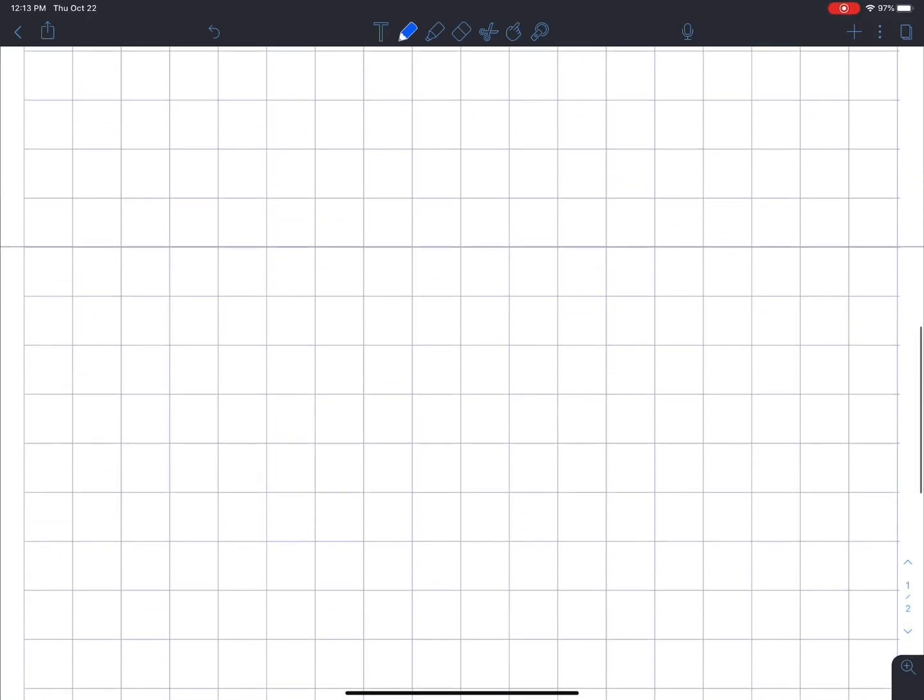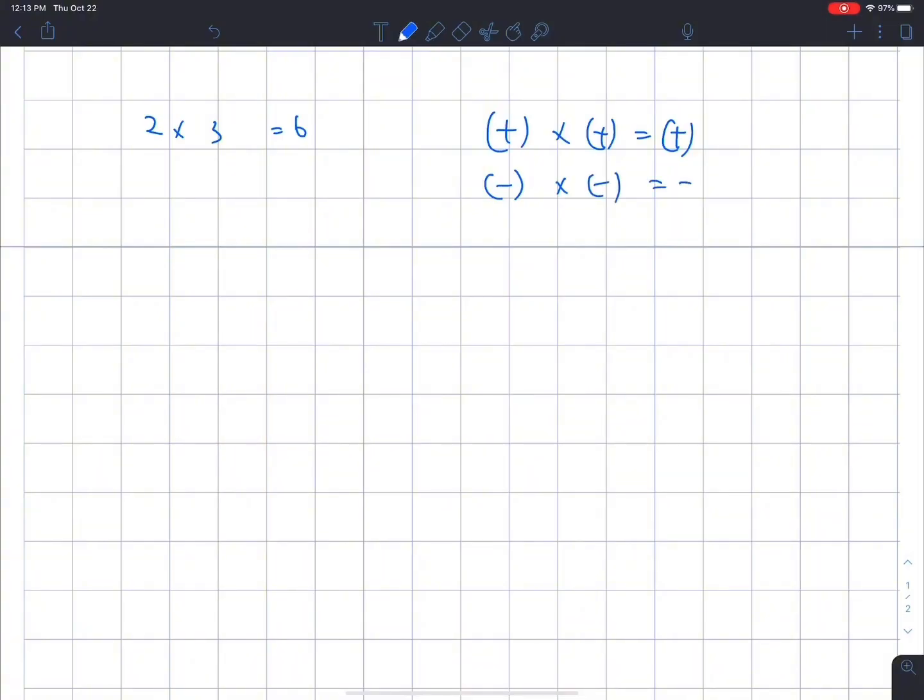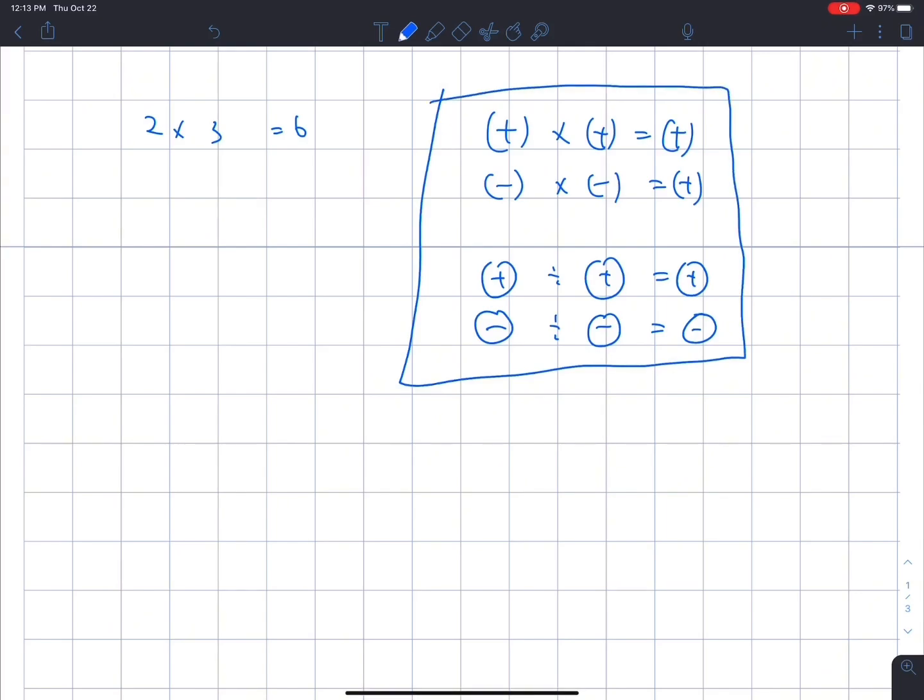You already know that +2 times +3 is +6. So this means positive times positive is positive. And just like the rules when the signs are right next to each other, when you have a negative times negative, it will also be positive. And the same rule applies for division. So positive divided by positive will be positive, and negative divided by negative will be positive. Okay, so this is for times and dividing. When the signs are the same, you will get a positive answer.